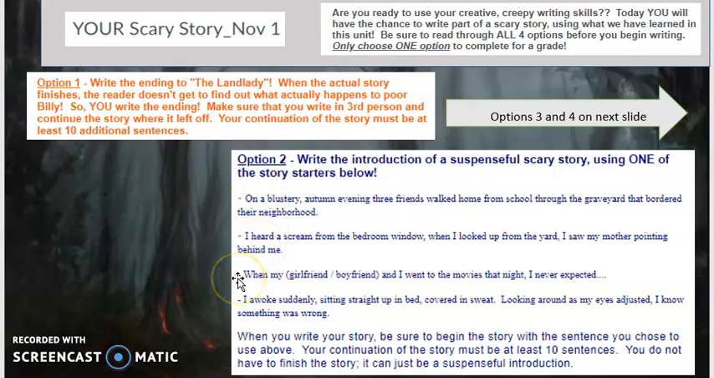The third option here is when my girlfriend or my boyfriend and I went to the movies that night, I never expected. And the last option here is I woke suddenly sitting straight up in bed covered in sweat. Looking around as my eyes adjusted, I knew something was wrong. So you can choose one of those to begin a story with. And when you write your story, be sure to begin the story with the sentence that you chose from above. Your continuation of the story must be at least 10 sentences. You do not have to finish the story. It can just be a suspenseful introduction.